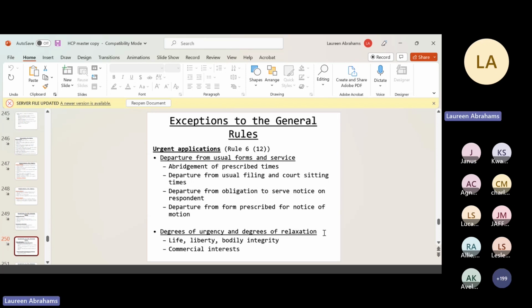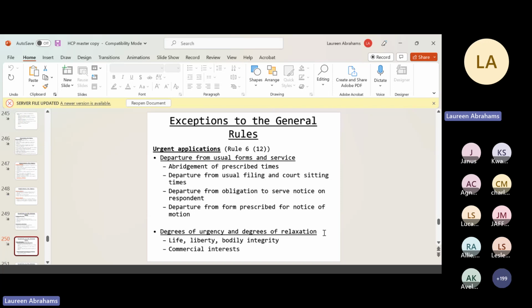So there's different degrees of urgencies. And depending on the degrees of urgency, you will be allowed to break the rules. Remember, you are not sticking to the normal court times. You are bringing it outside of the court time. Even on a weekend, even if it's after 4 on a normal day, that is outside of the normal court time, right? Sometimes it may be necessary for you to get relief like that, right?